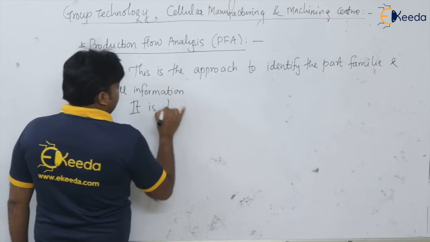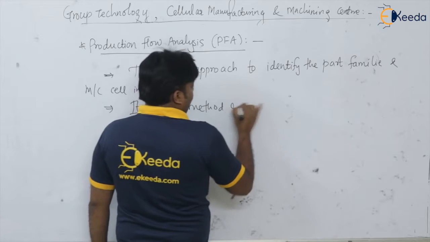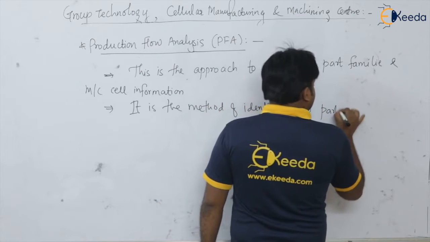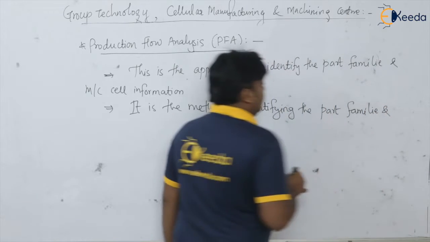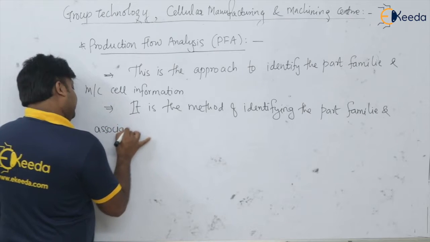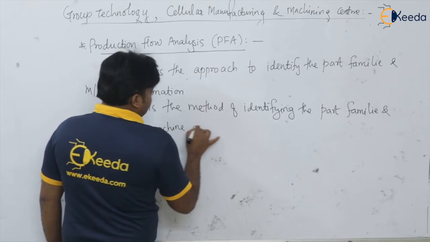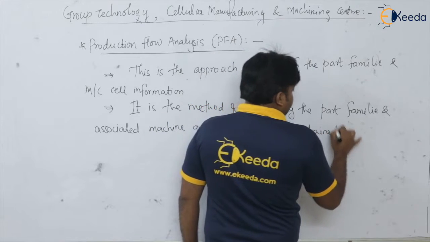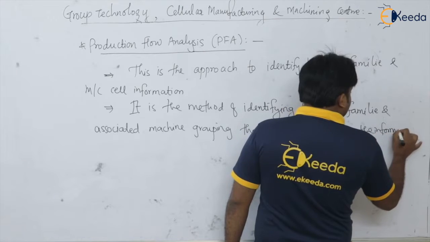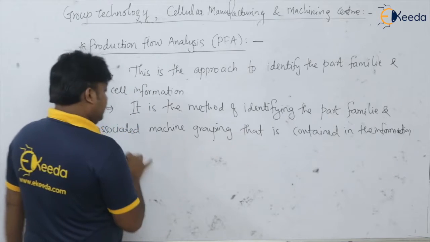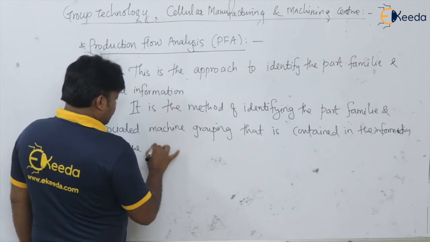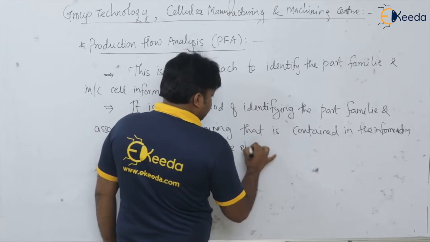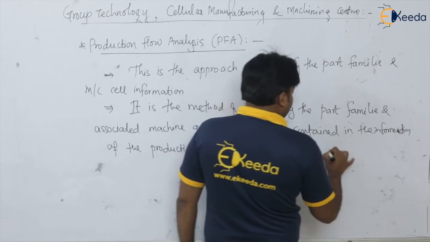So it is the method of identifying the part families and associated machine grouping that is contained in the information of the production or operation or process route sheet, rather than the production drawing.